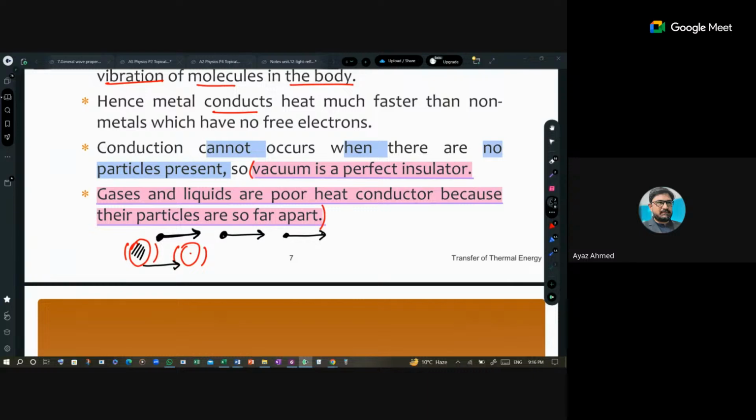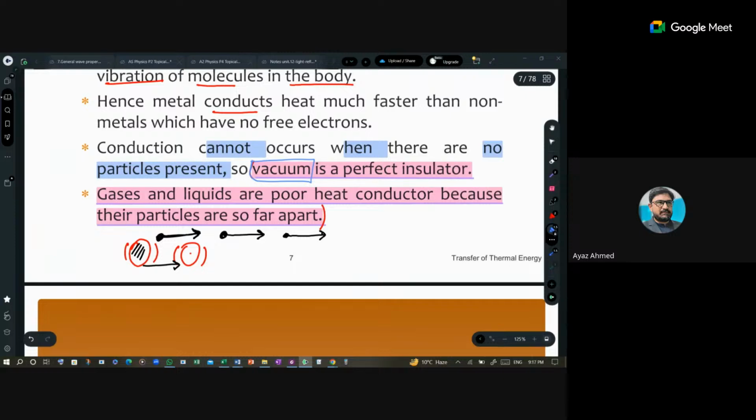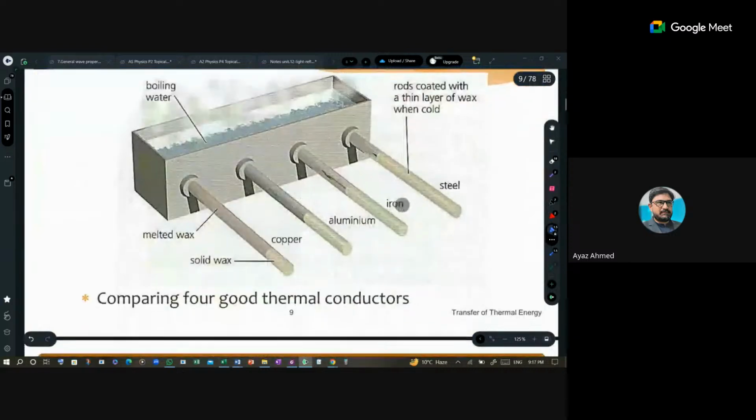If there are no molecules, conduction does not take place. So it means in vacuum, no molecules at all, so no conduction takes place. Heat cannot be conducted in vacuum. This is actually what I mean to say. Is this clear to all of you? Yes. Any other question? No sir. Okay.